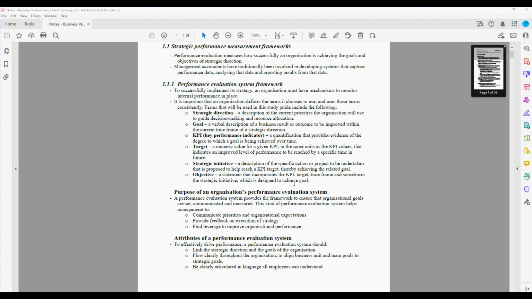And then objective is a statement that incorporates the KPI, target, time frame, sometimes strategic initiative, which is designed to achieve a goal. So it's a statement, a text, which basically pulls in multiple of the things we discussed earlier. If we hit this sales target within 12 months, we're essentially on track to hit our strategic goal of being the number one player in Australia.